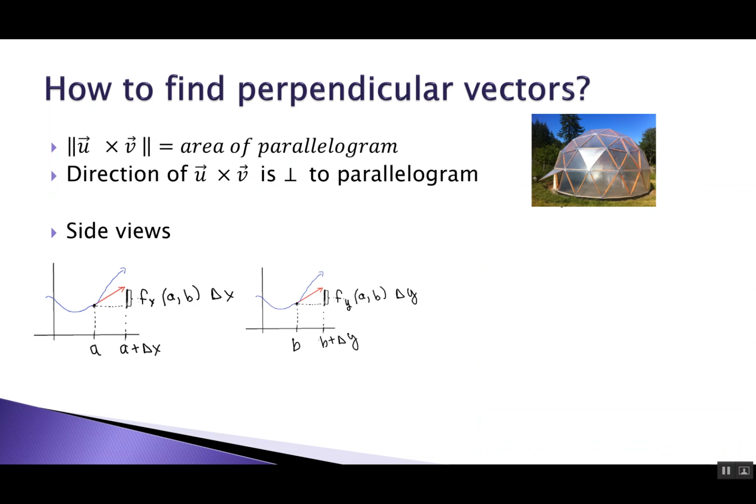One thing to notice is that we learned a long time ago, if you take two vectors and cross them, so here's one vector and here's another vector. If I take the cross product of those vectors, the result is perpendicular to both vectors. So it'll be perpendicular to that little tangent parallelogram, and its length is the area of the parallelogram.